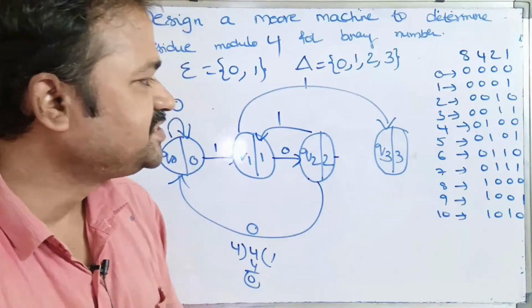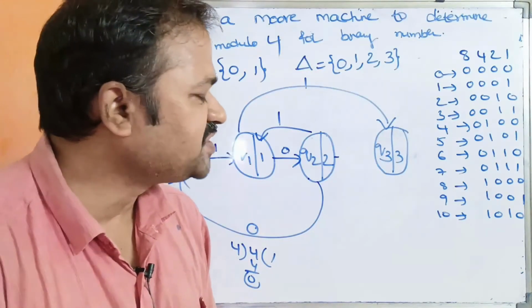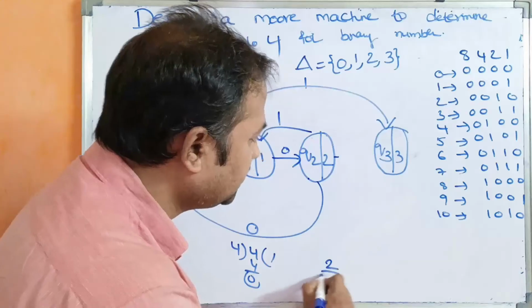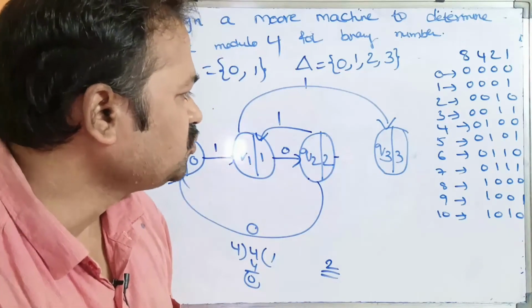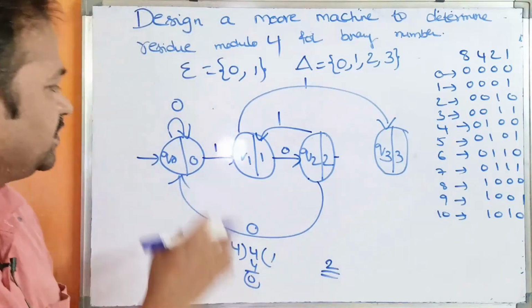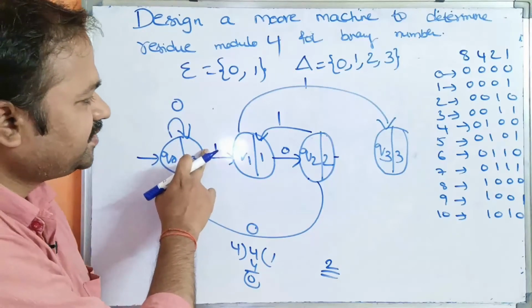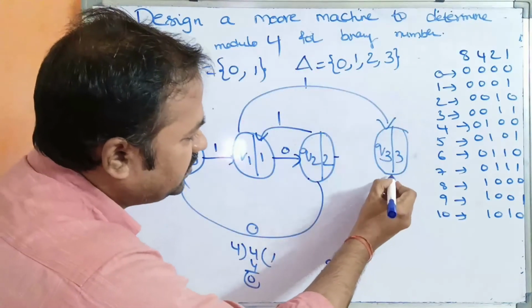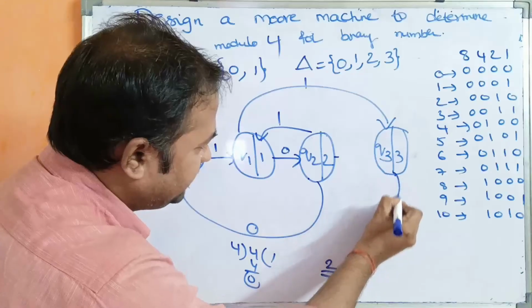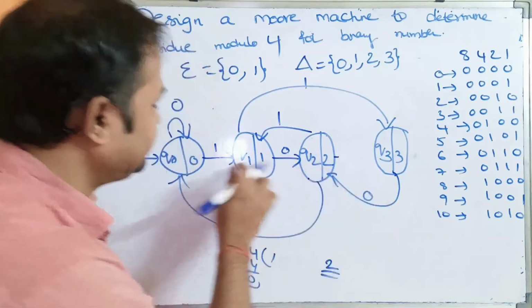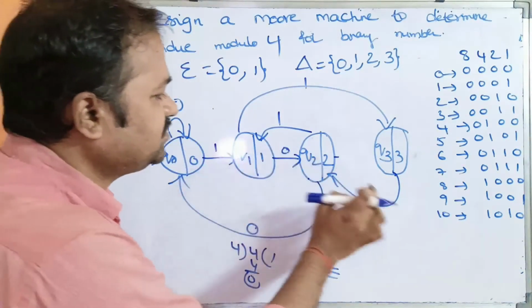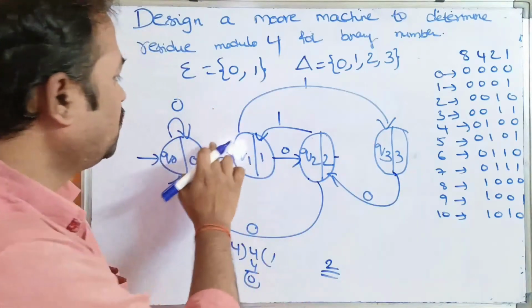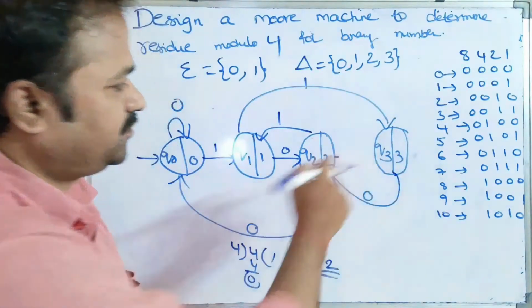Next 6 means 0 1 1 0. 6 modulo 4 is 2. So we need to be at Q2 state if we apply 0 1 1 0. So 0 1, 1, next 0. We need to be at Q2 state. So we can make a transition like this.